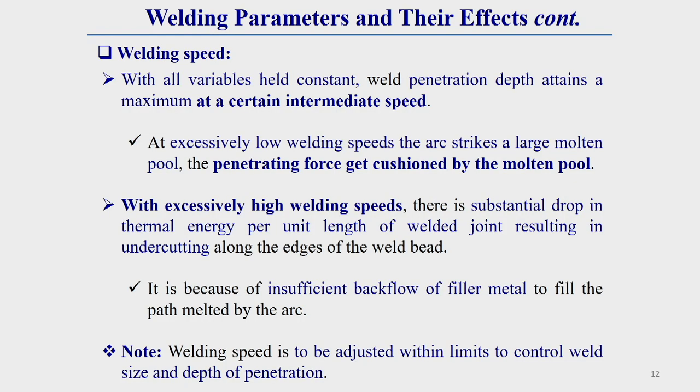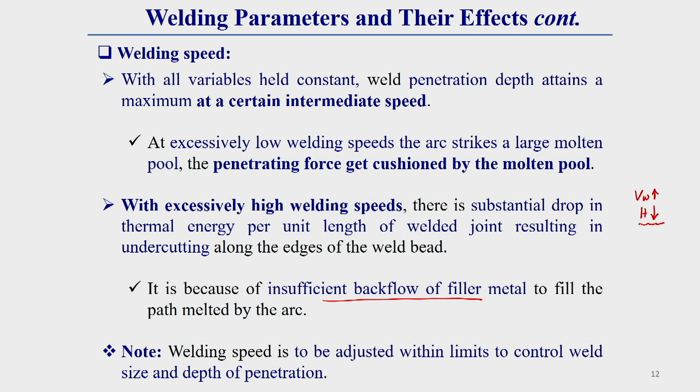Now, another thing you should remember: with excessively high welding speed, there is a substantial drop in thermal energy per unit length, because if the welding speed is very high, the heat input per unit length will decrease tremendously. Due to the substantial reduction of welding heat input, there is a chance of lack of weld material deposition. Due to that, there can be undercutting along the edge of the weld bead. Why is this undercutting there? It is because of insufficient backflow of molten material to fill the path melted by the arc. That means the material required to backflow and fill the path melted by the arc does not sufficiently flow back if the speed is high.